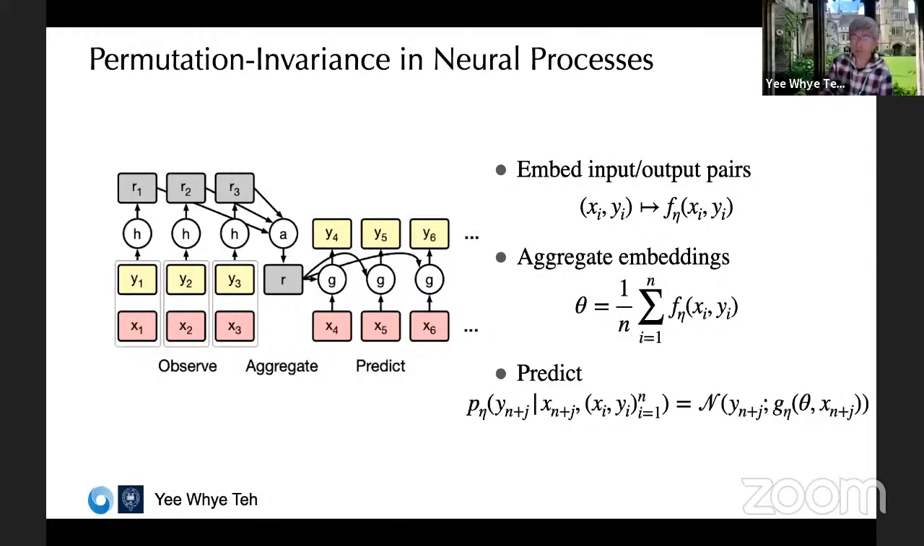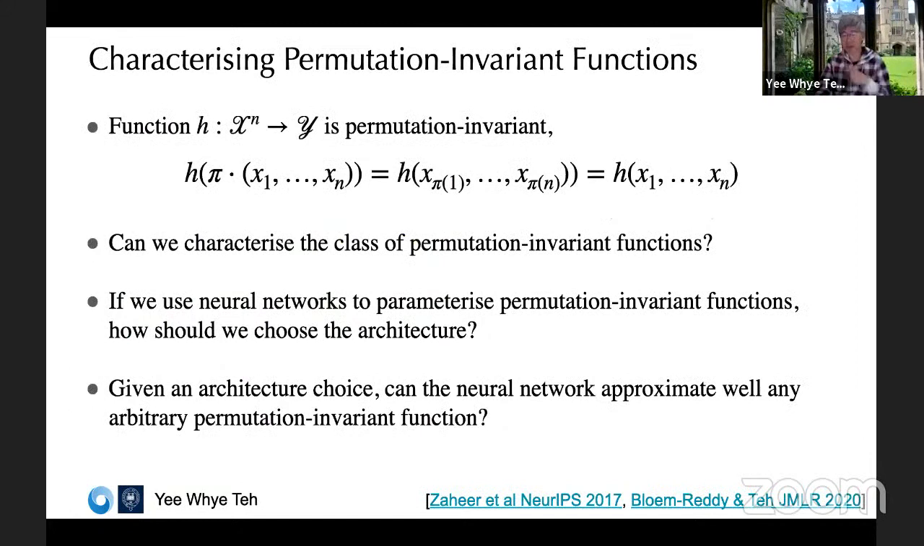Okay. Right, so I'd like to abstract this a bit. What we are interested in is some neural network H that maps from an input sequence of length n to an output Y. And what we'd like is a neural network architecture such that if we permute the input sequence, then the output H stays unchanged. So H of the permutation of x1 to xn is equal to H of x1 to xn.